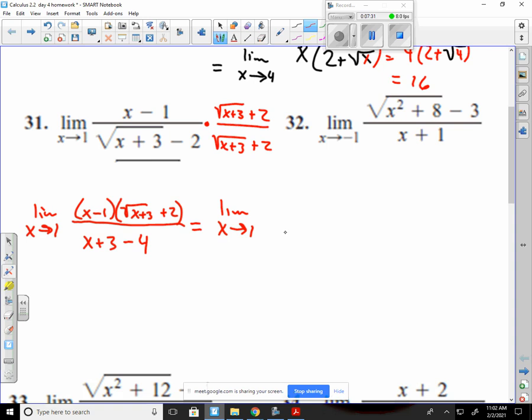And every step of the way, I'm going to try to plug this 1 into the bottom to see if it gives me 0. 1 plus 3 is 4. 4 minus 4 still gives me 0, so not good enough yet. Simplify that bottom out, though. That gives me x minus 1. Now I can cancel my x minus 1's out and plug my x in. 1 plus 3 is 4. Square root of 4 is 2. 2 plus 2 is 4.